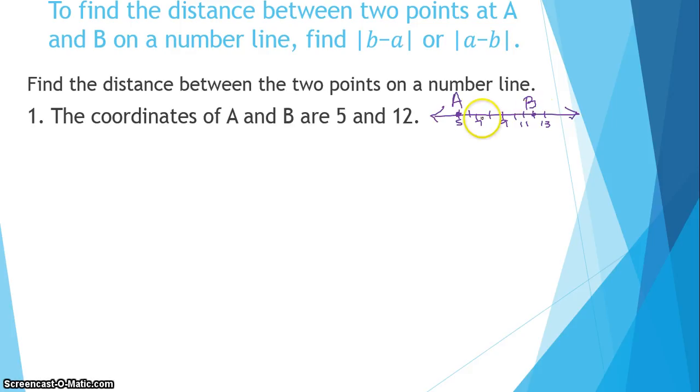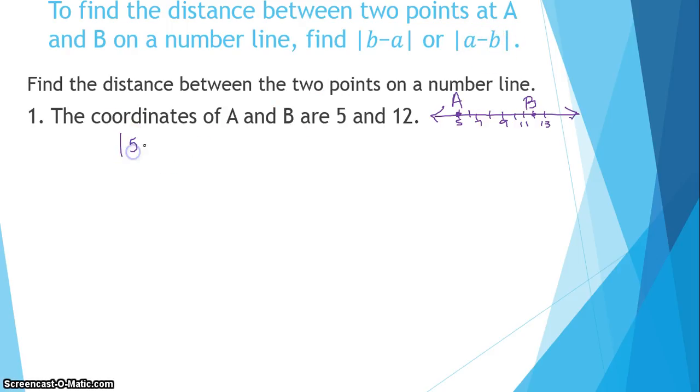If I want to find the distance between those, since it's on a number line, I could count. But what if we have numbers that are too large? They don't fit on a number line. Then what you want to do is subtract the two, so either B minus A or A minus B, and then you do the absolute value.